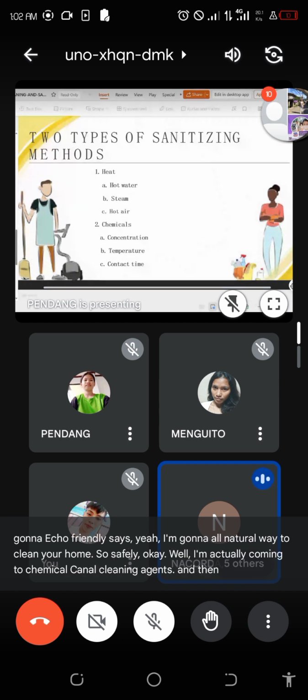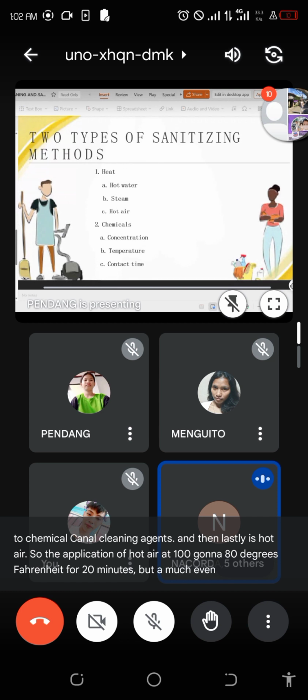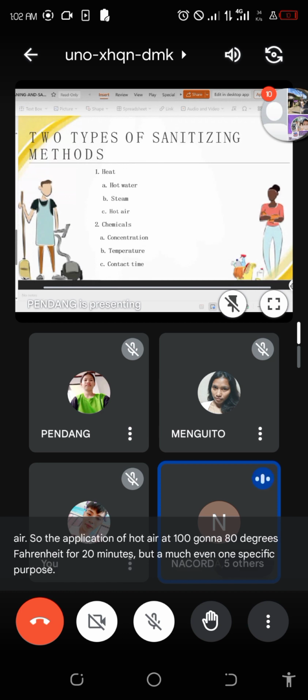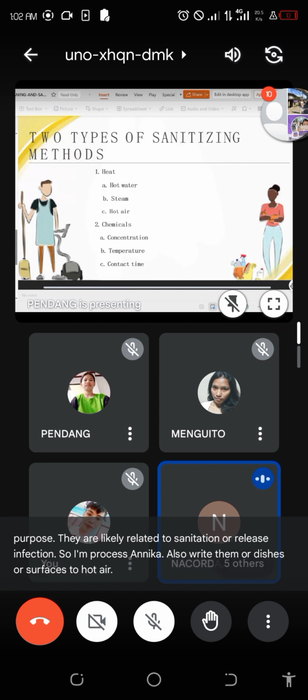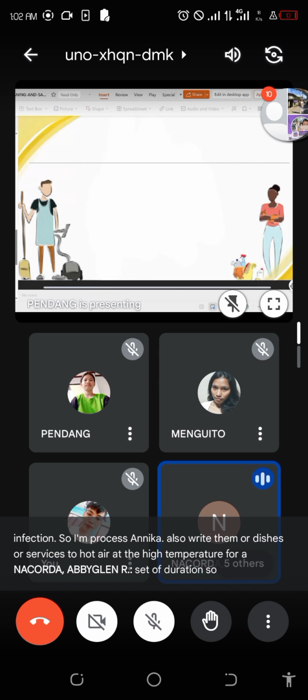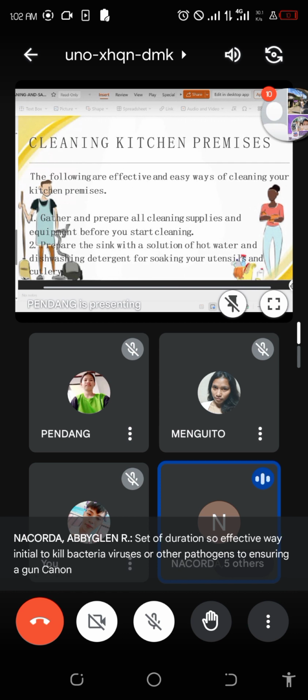And then, lastly, is hot air. So, the application of hot air at 180 degrees Fahrenheit for 20 minutes para ma-achieve ang iyang specific purpose. So, they are likely related to sanitation or disinfection. So, ang process, you can expose an item or dishes or surfaces to hot air at a high temperature for a set duration. So, effective way ni siya to kill bacteria, viruses, or other pathogens to ensure nga hygienic jud siya.